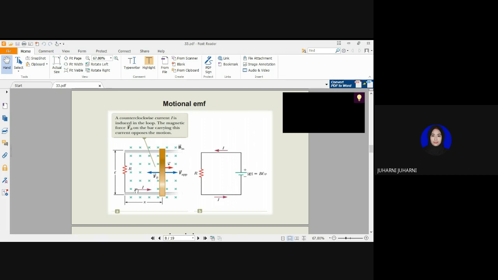Okay, talking about motional electromagnetic force first. Here, a counterclockwise current, as we call I, is induced in the loop, and a magnetic force acts on the bar carrying this current, opposite to the motion. Now we will describe motional electromagnetic force.